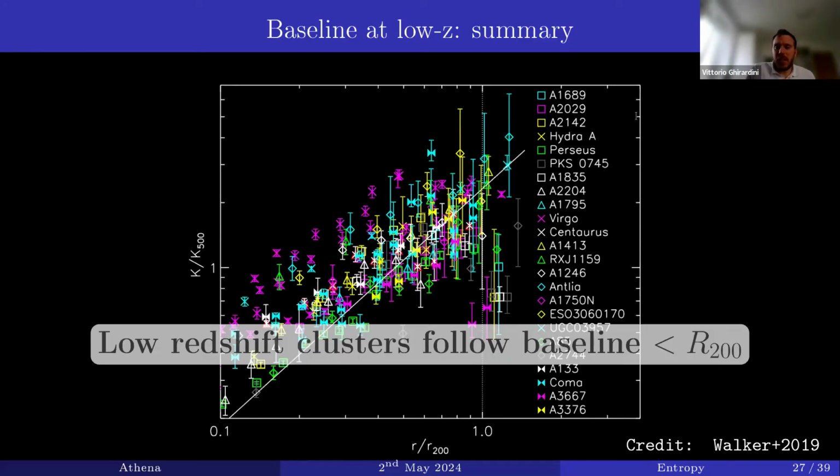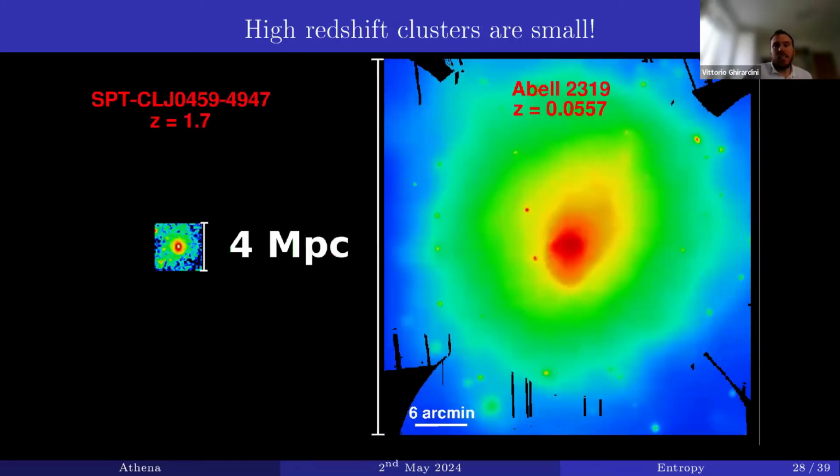Okay, so now that we have established the low redshift baseline, we can look at how this profile evolved with cosmic time. And just a reminder for everyone that galaxy clusters at high redshift are very tiny compared to clusters at low redshift. This makes them not just much dimmer, but also much smaller on the sky, such that the effects due to the PSF and other effects like that are going to be much more important than for clusters at low redshift.